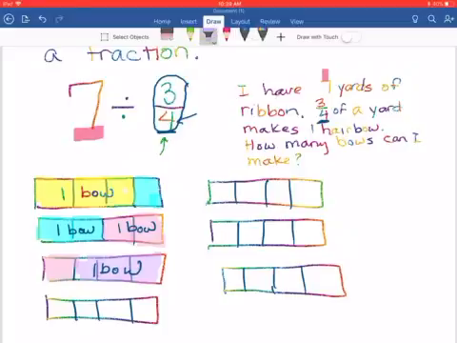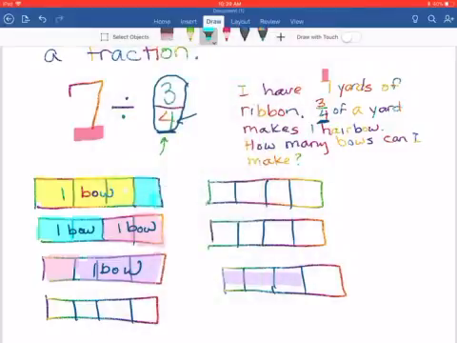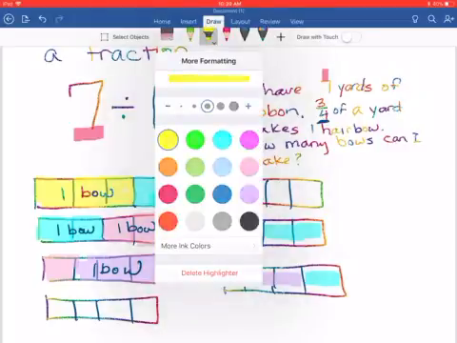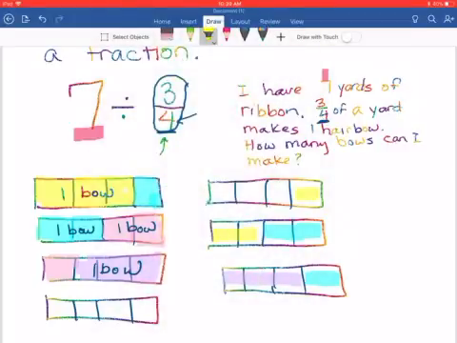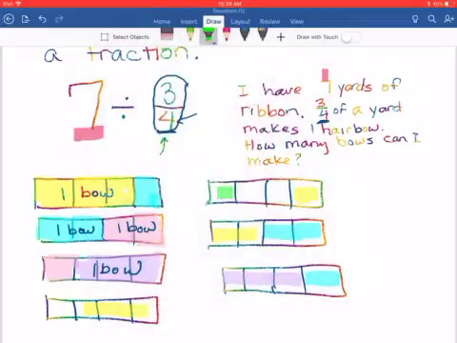In the interest of saving time, I'm going to switch colors over this side so I don't have to keep moving colors. 1, 2, 3, this makes a bow. 1, 2, 3, that makes a bow. 1, 2, 3, that makes a bow. 1, 2, 3, that makes a bow. And 1, 2, 3, that makes a bow. Notice that I have this down here. This is just a scrap. We can't make another bow.